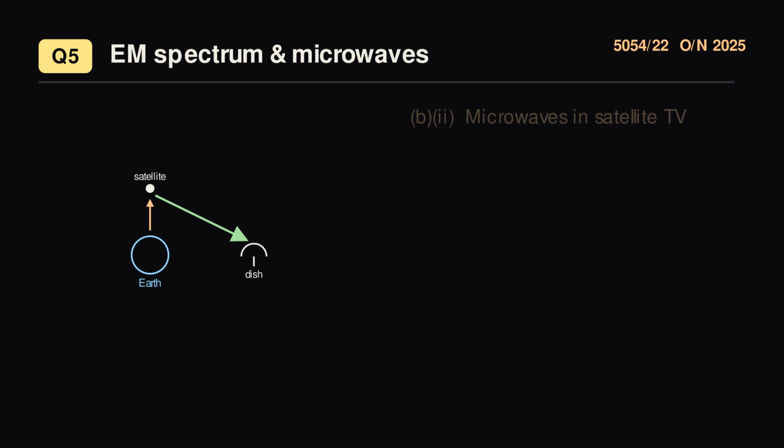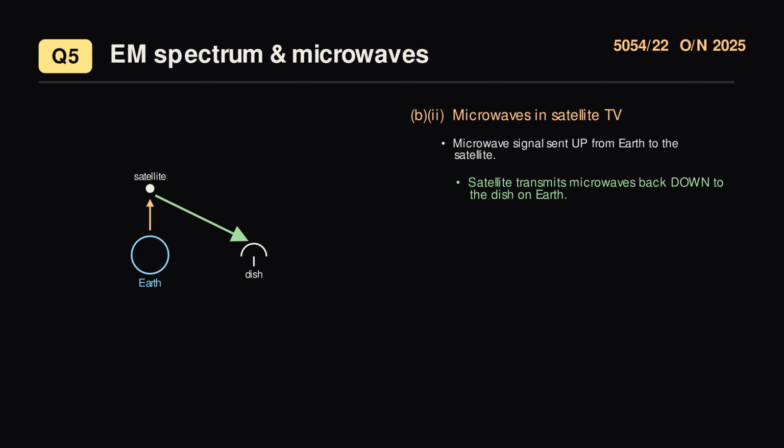Part B. Part 2. Microwaves in satellite television. A microwave signal is sent up from Earth to the satellite, and the satellite transmits microwaves back down to the dish on Earth.